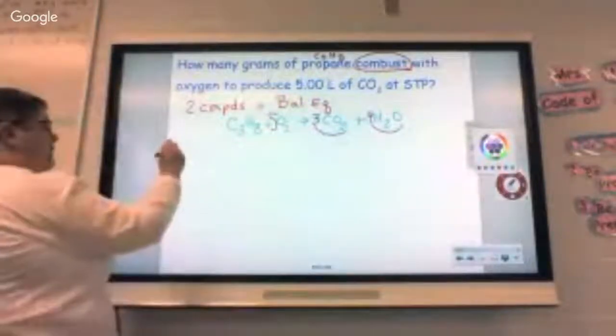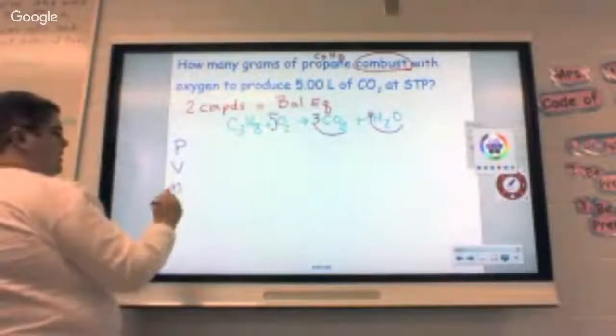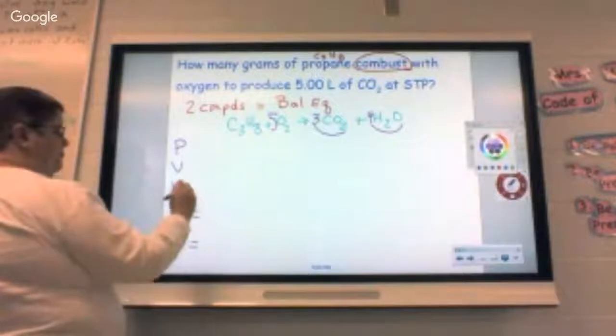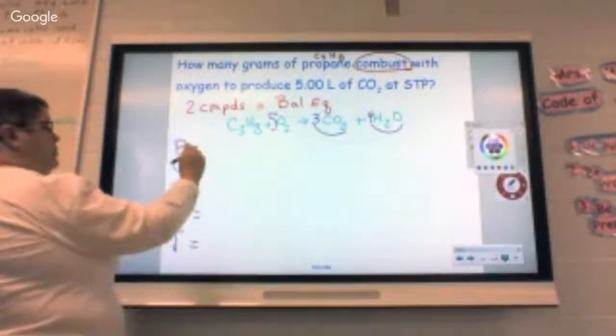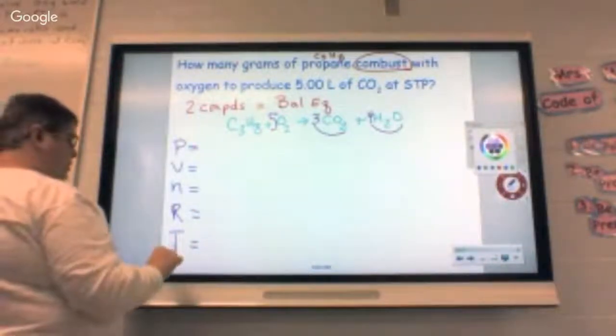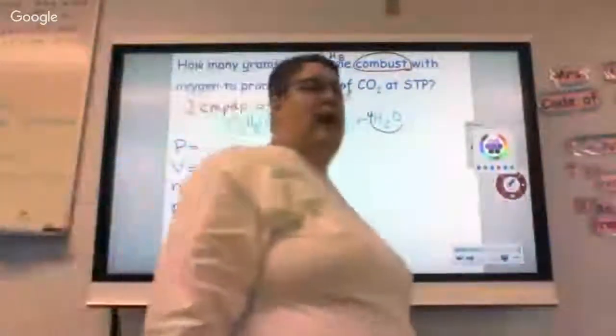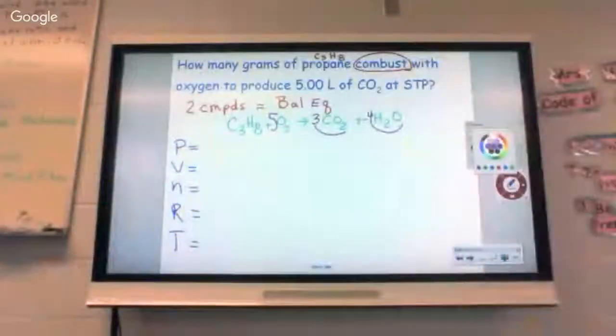So, setting up PV equals nRT. Now you can do this with big M. I don't do it with big M because I'm going to use a 2-step conversion chart. If you mess up and do moles, you've got to do grams to grams, which is a how many step chart?